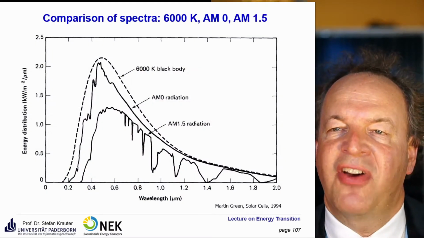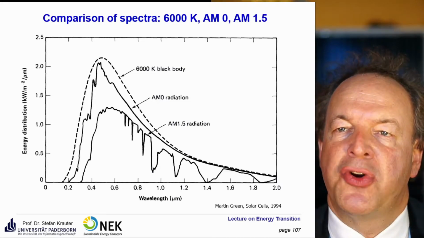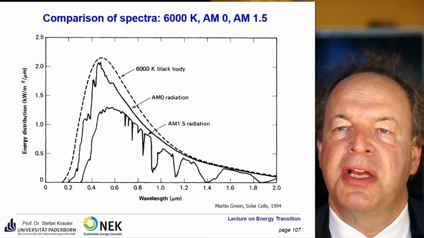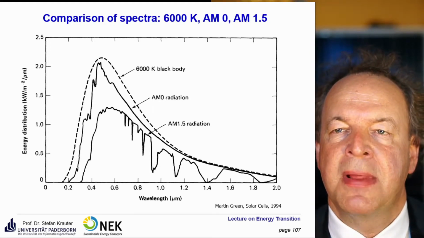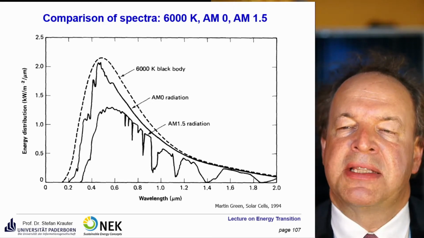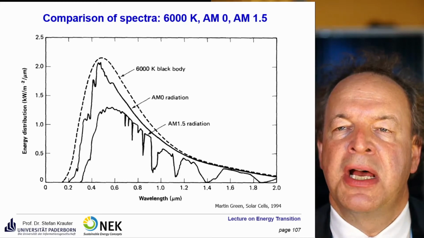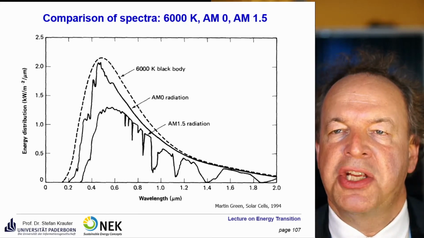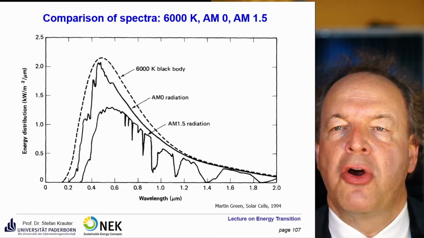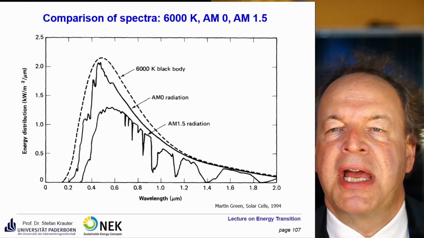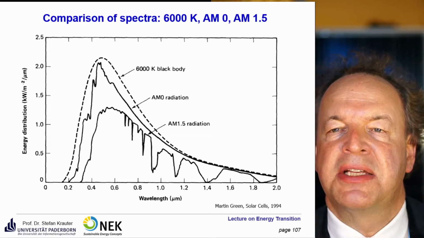Here you see the effect on the spectrum. So first we started with the black body radiation, 5800 or 6000 Kelvin black body radiation. So that's the surface of the sun. Then even at this last distance of 150 million kilometers, the spectrum doesn't change a lot. So we have the AM0 radiation just directly above the atmosphere, and through the atmosphere it's attenuated.